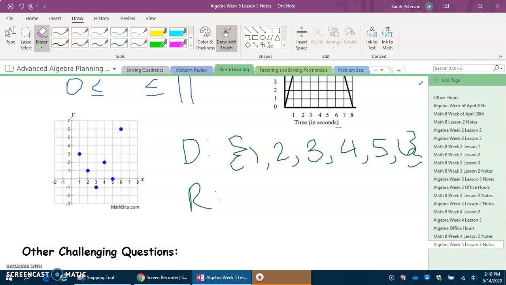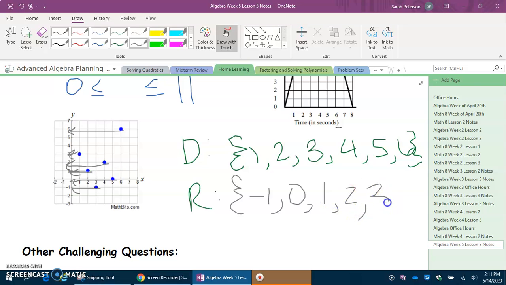And then the range would be very similar. Now I'm only looking at my y values. So the y values would be 6, 3, 2, 1, 0, and -1. So it's better to list them like a number line, going from smallest to largest. So -1, 0, 1, 2, 3, and 6 is my range. So that's my domain and range, and that's how I'd have to list them if I was putting my answer.